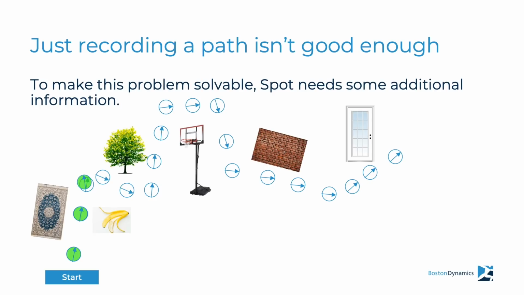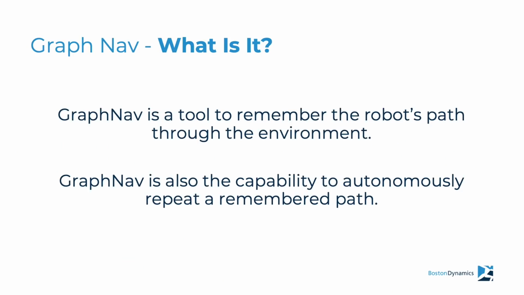And it keeps doing this at every waypoint on the path. And as the robot progresses through the world, we do this over and over again. And what happens is, even though the system still drifts, we can account for that drift, we can correct it, and we can make sure that we get to our destination. So that's what GraphNav is. GraphNav is a tool to remember the robot's path through the environment. It's also a way for the robot to play back a remembered path.